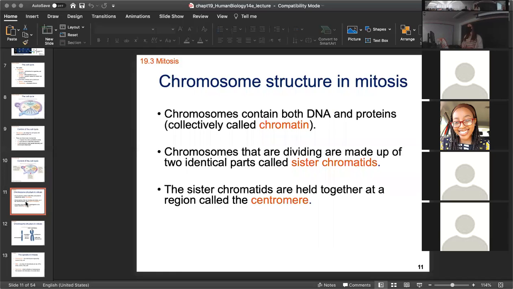Okay, so chromosomes contain both DNA and proteins called chromatin, which we already went over on the board. These chromosomes that are dividing are made up of two identical parts called sister chromatids. We talked about that a couple of slides ago on that picture. And these sister chromatids are held together at a region called a centromere. I think of the centromere like if you tied a knot in two pieces of rope. It's what's holding the two pieces of rope together.